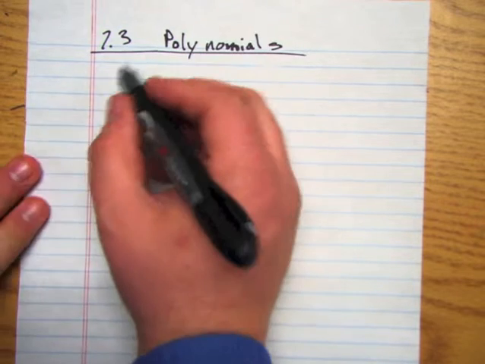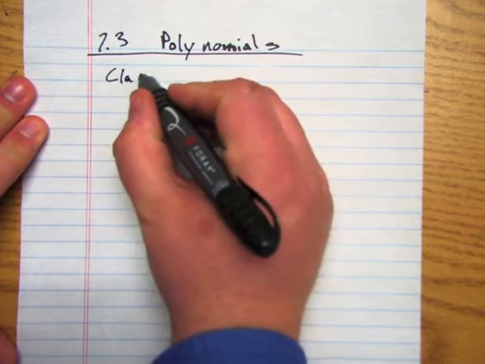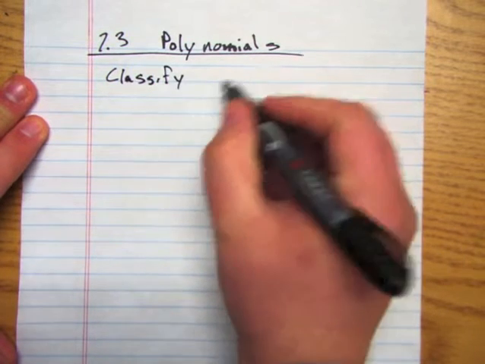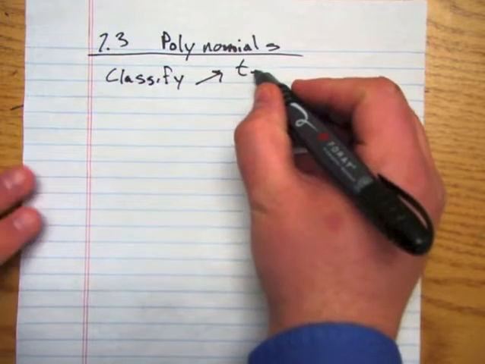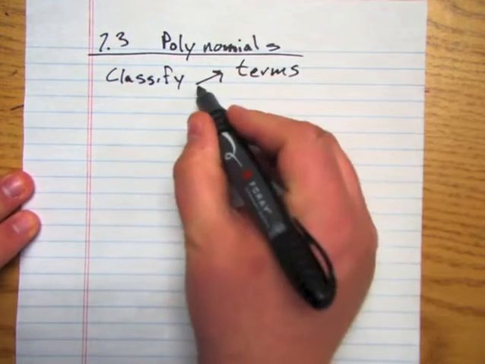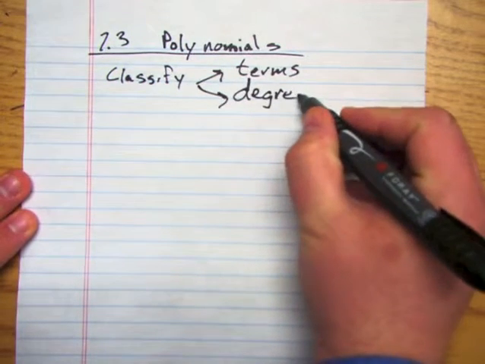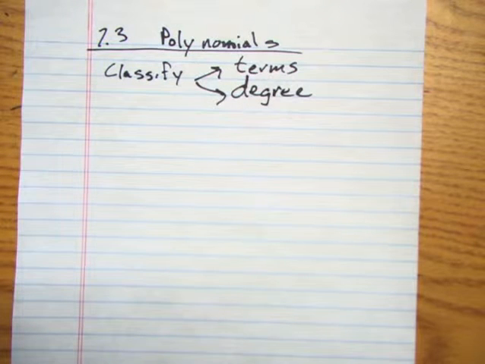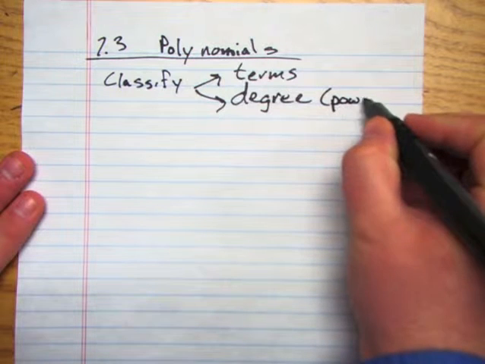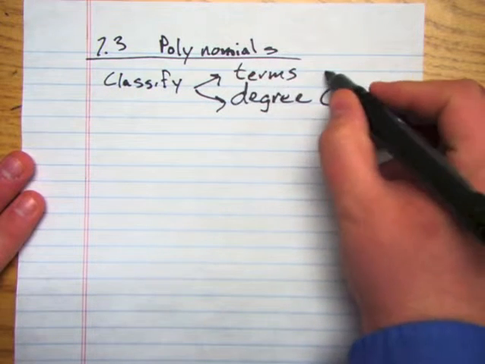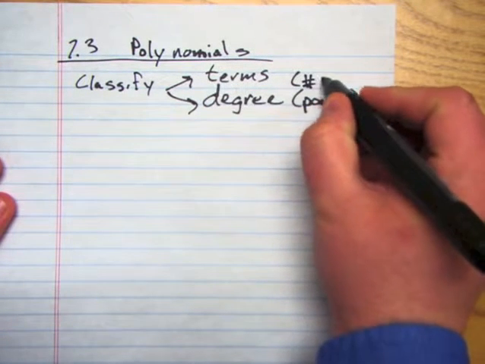Okay, so for polynomials, there's two things that we need to do when we classify. We talk about the number of terms, and then we talk about the degree. So there's two parts to the classification of a polynomial, okay? The degree is based on the powers, and the terms are based on the number of terms, okay? That's a number sign.